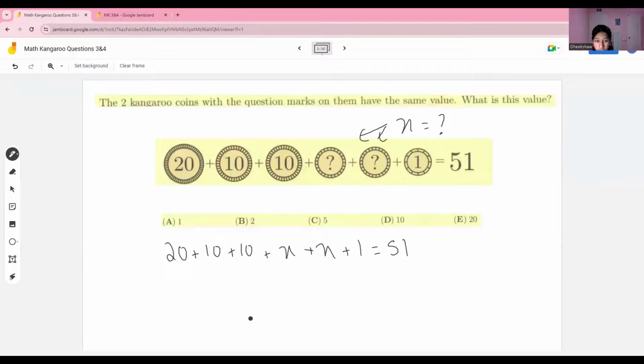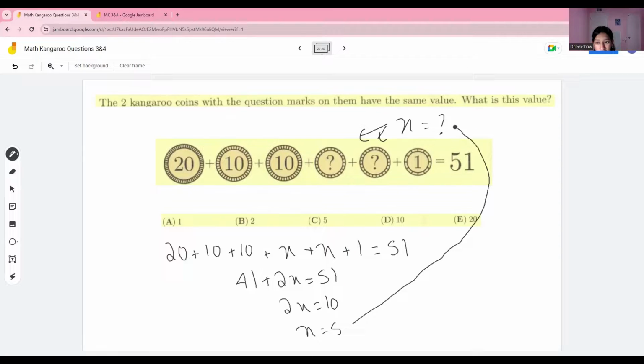I combine like terms: 20 plus 10 plus 10 plus 1 gives me 41, plus x, which is 2x, which is equal to 51. Subtract 41 from both sides. 2x is equal to 10. Divide the entire equation by 2. x is equal to 5. Since x is the same as the question mark, we can say that the value of the question mark is 5, and therefore the answer is C. Hopefully everybody understood that. Let's move on.